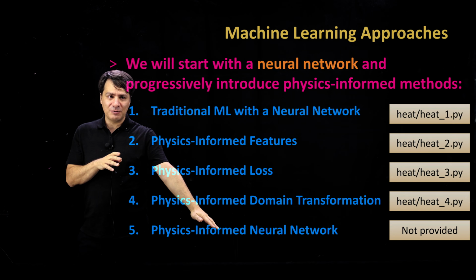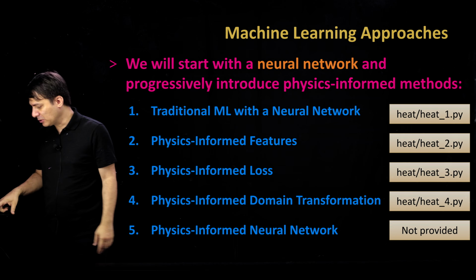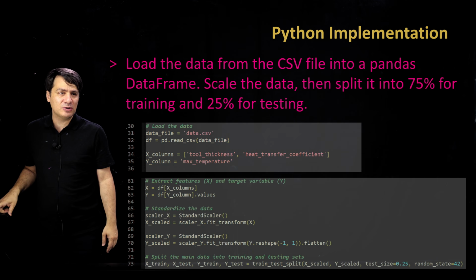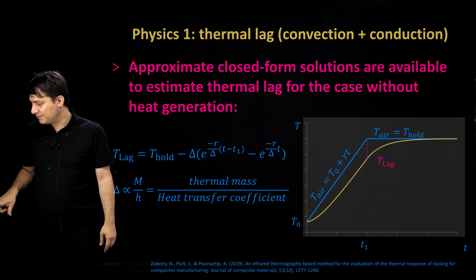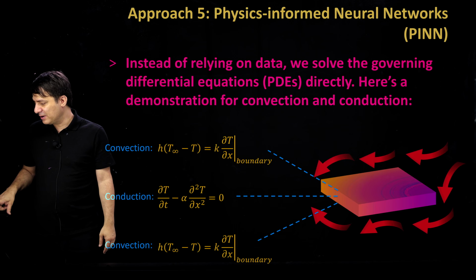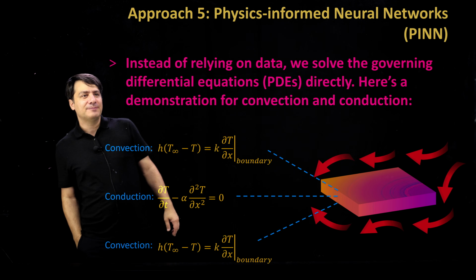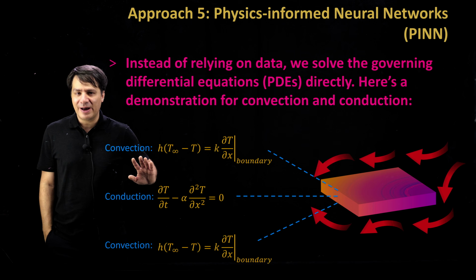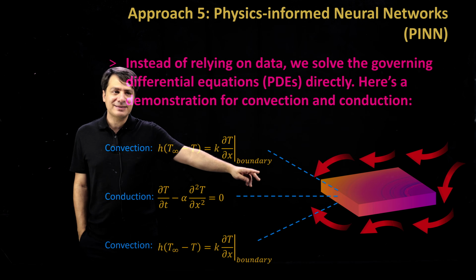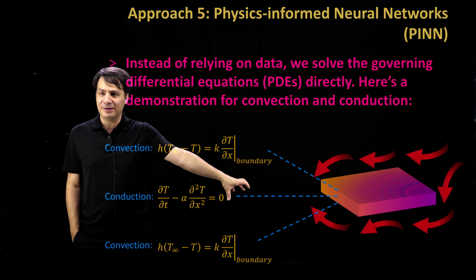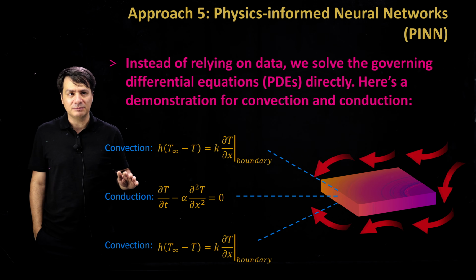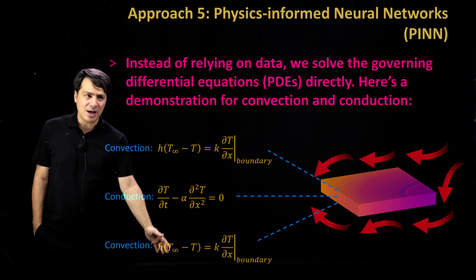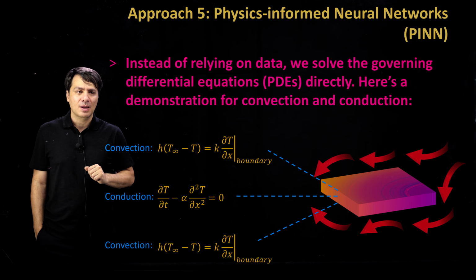The last one, which I'm not going to talk too much about and I'm not going to provide the code for, I'm just going to go quickly over, is the fact that you might be able to do this in a very different approach. And I'm going to simplify it even further. If you just look at heating of a metallic tool in an oven, there are some partial differential equations governing the problem. There's convection on both sides, and there's conduction.